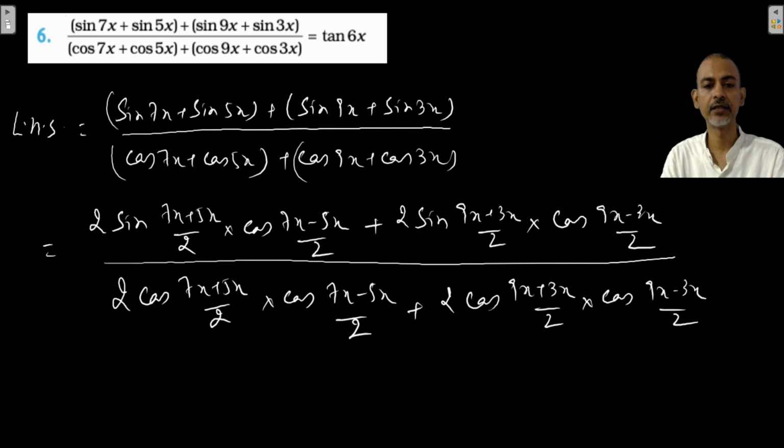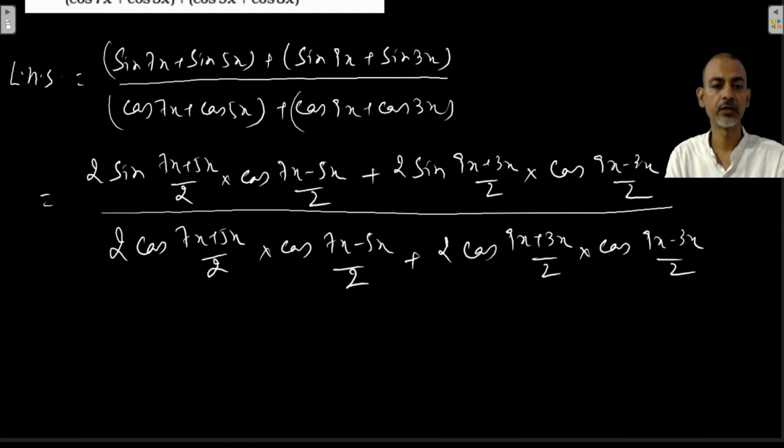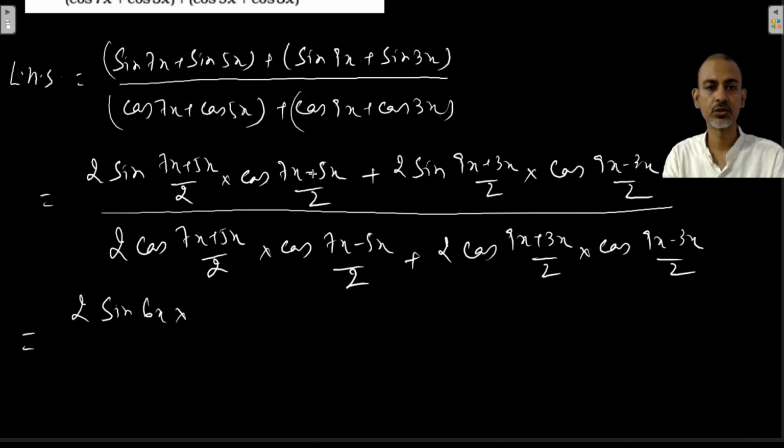Now let's simplify it. So what do we get over here? We get 2 sin, and (7x plus 5x) by 2 is nothing but 12x by 2, which is 6x. Then we have got (7x minus 5x) by 2, which is 2x by 2, which is cos x. Then we have got 2 sin of (9x plus 3x) by 2, 12x by 2, which is again sin 6x. And then we have got cos of (9x minus 3x) by 2, 9 minus 3 would be 6x, 6x by 2 would be 3x. So we have got cos 3x.